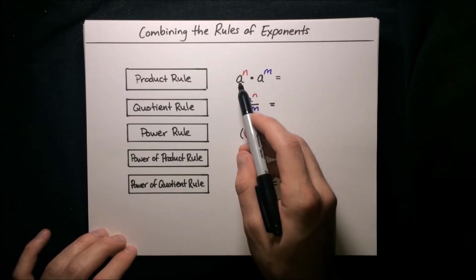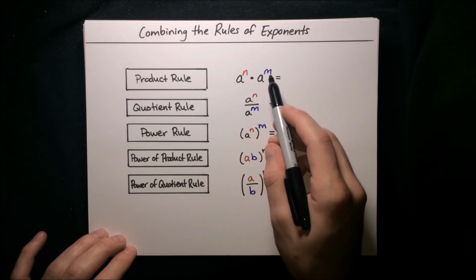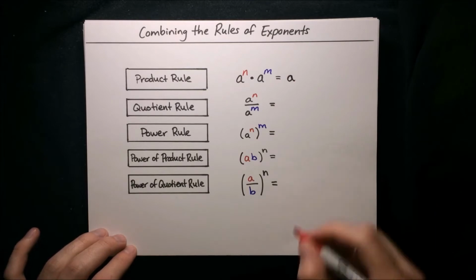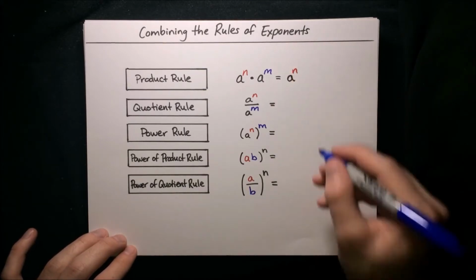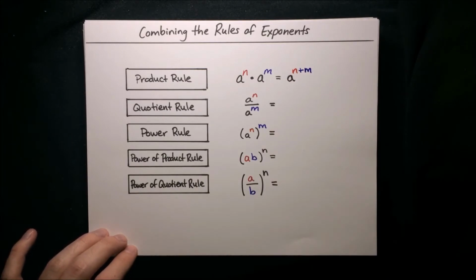Well, this is just a multiplied by itself n times, and then times a multiplied by itself m times. So all in all, a is being multiplied by itself a total of n plus m. So we can just stick that n plus m in the exponent for a. Alright, so how about the quotient rule?